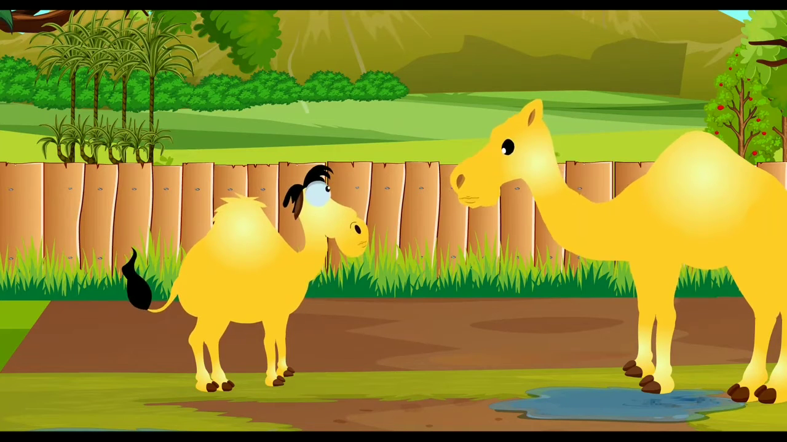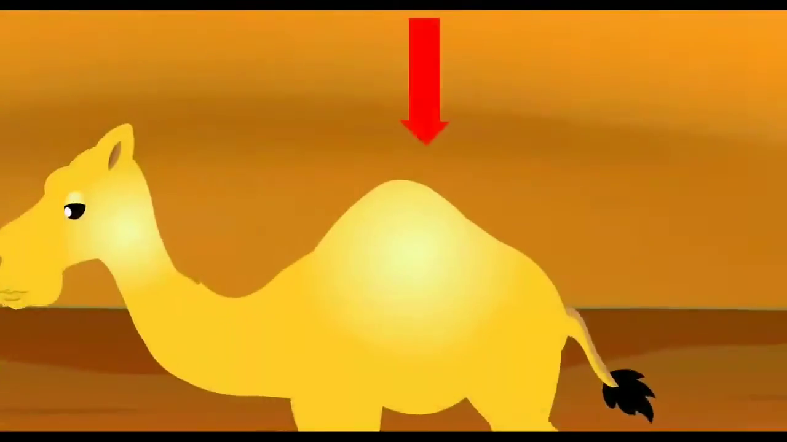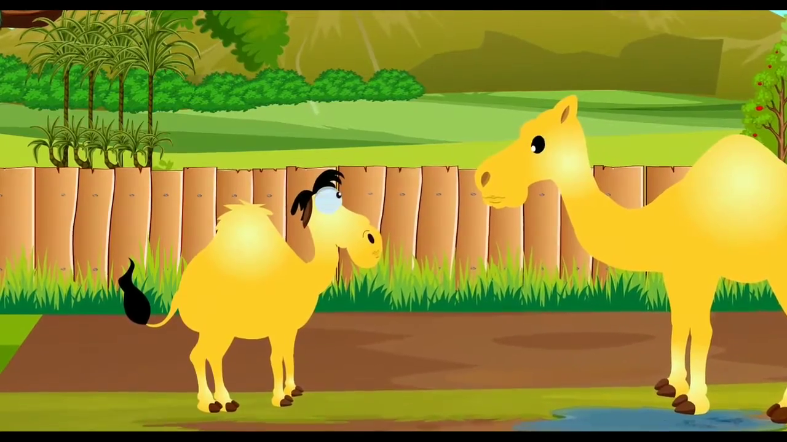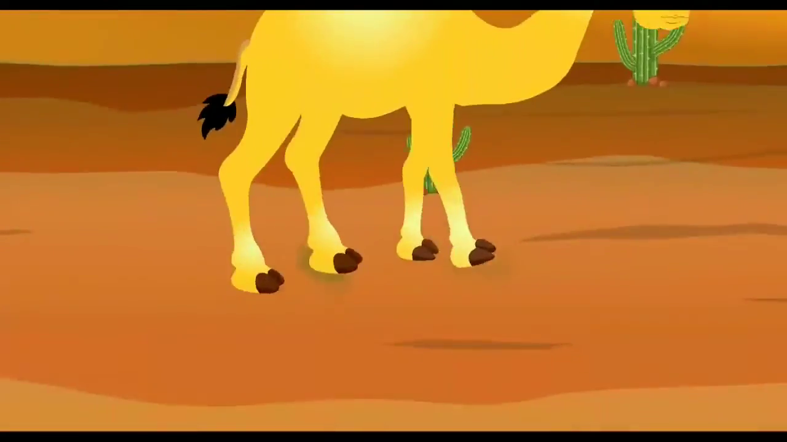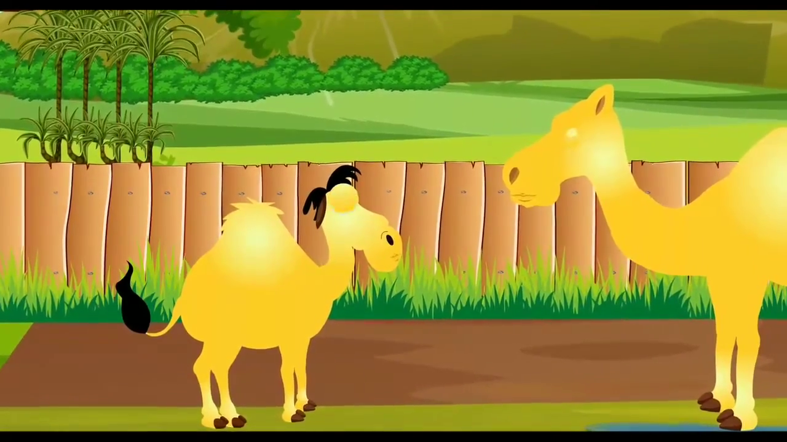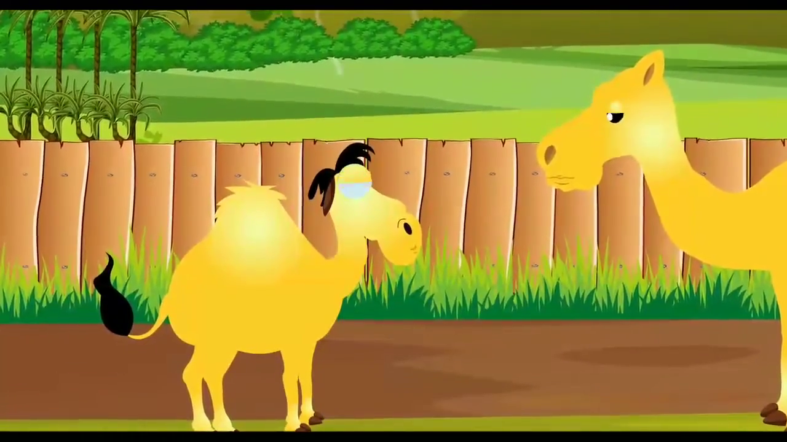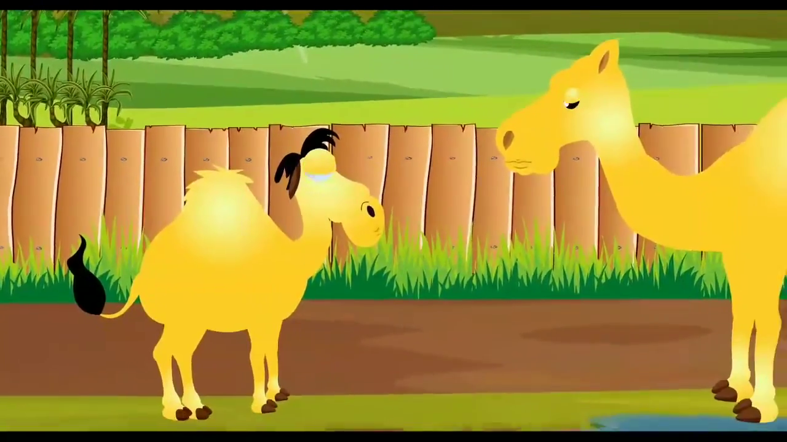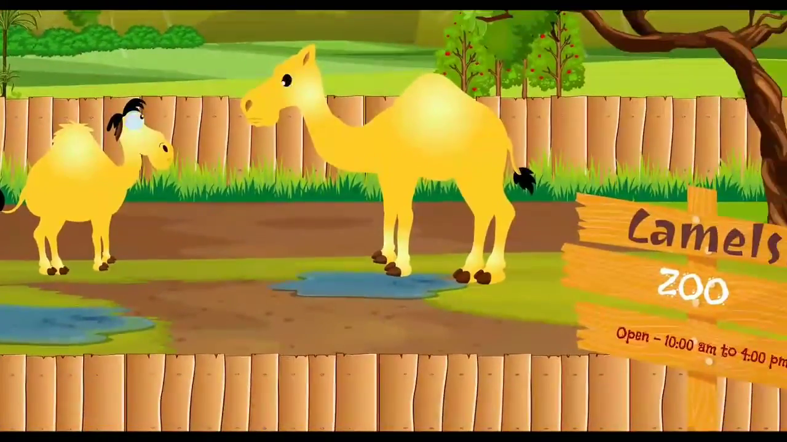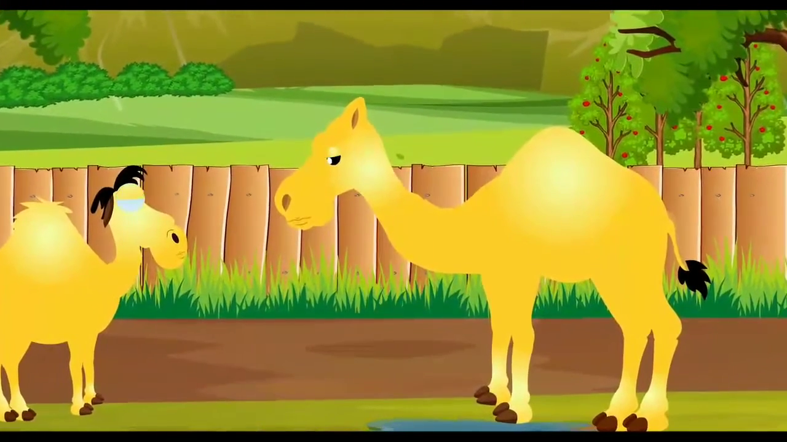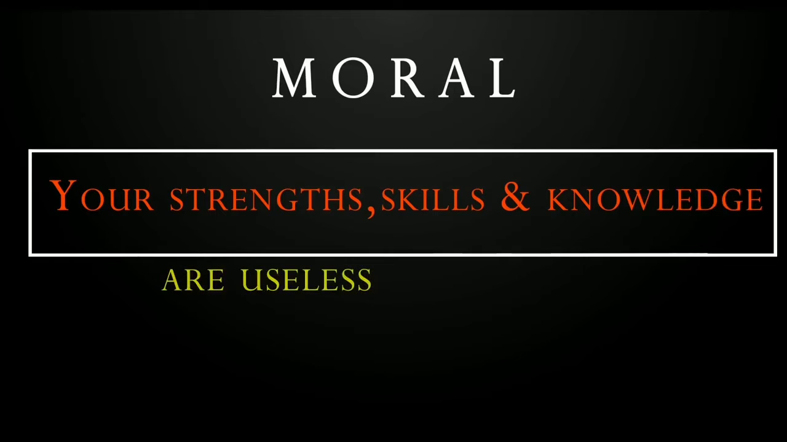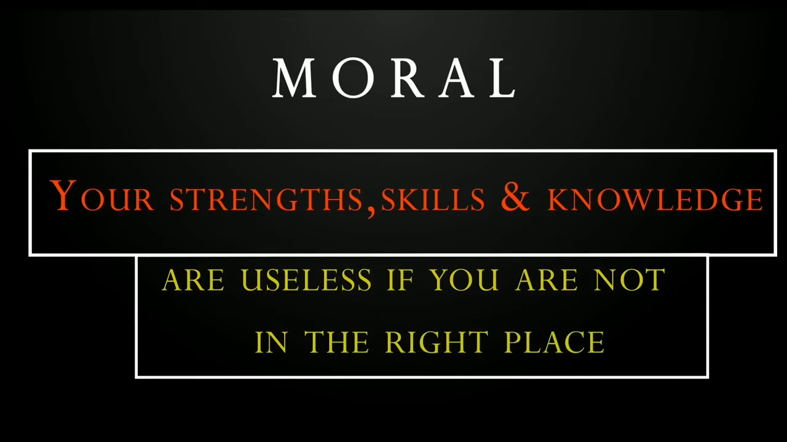The baby camel thought for a while and said, "So we have humps to store water for desert journeys, rounded hooves to keep us comfortable when we walk in the desert sand, and long eyelashes to protect us from sand and dust during a desert storm. Then what are we doing in a zoo?" The mother was dumbfounded. So the moral of the story is, your strengths, skills, and knowledge are useless if you are not in the right place.